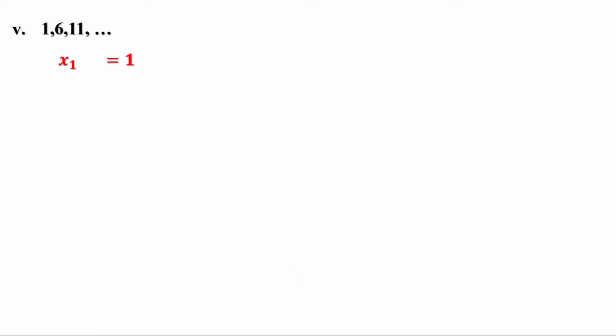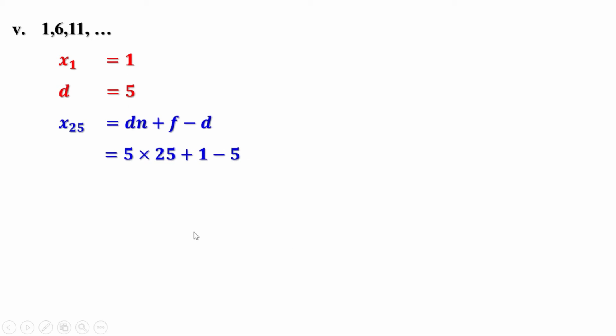Here the first term is 1, common difference is 5. Now we have to find the 25th term. That is 5 into 25 plus 1 minus 5. 1 minus 5 is minus 4. So we can write 5 into 25 minus 4. 5 into 25 is 125. So we can write 125 minus 4, and that's equal to 121.